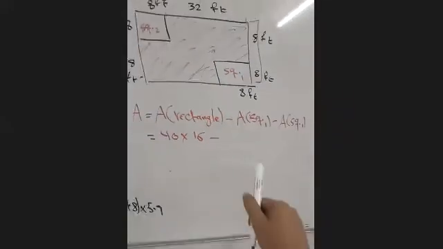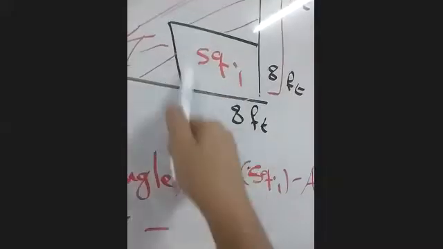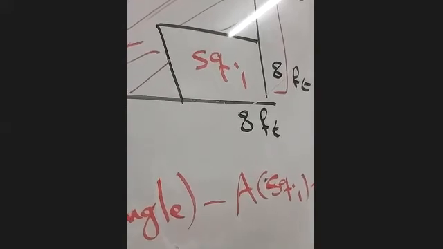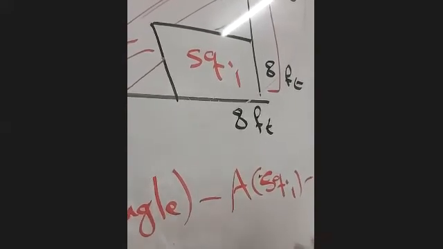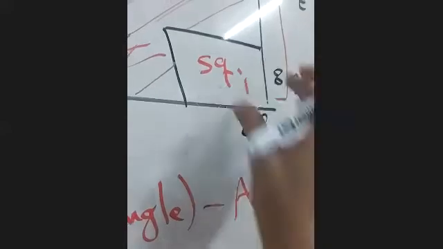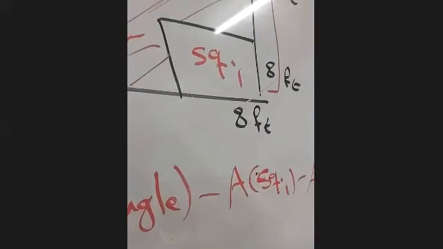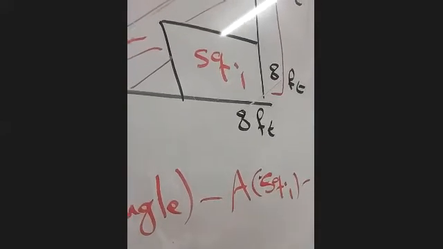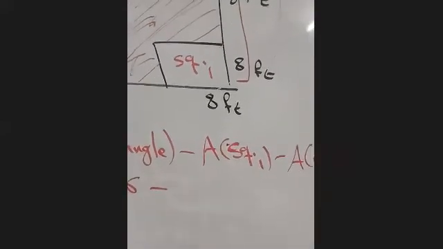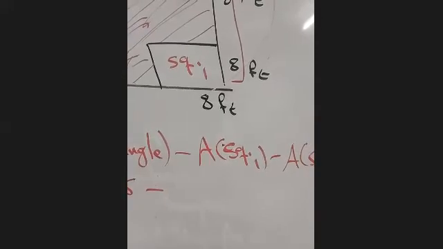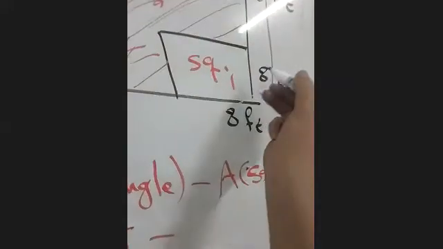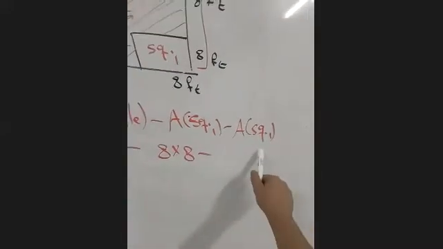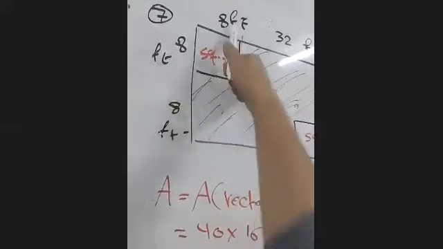Minus the area of square 1. What's the area of this square? 8. No, not 8. This square. What's the area of the square? We took the formulas for the areas, did you memorize them? The area of a square is S by S, which means 8 multiplied by 8, minus the area of the second square, S by S, which means 8 multiplied by 8. Got it?